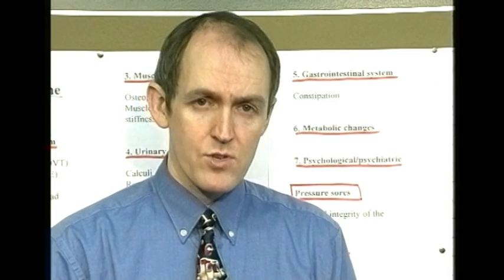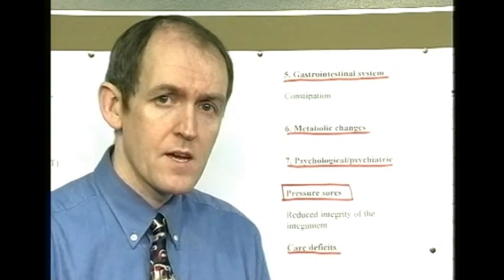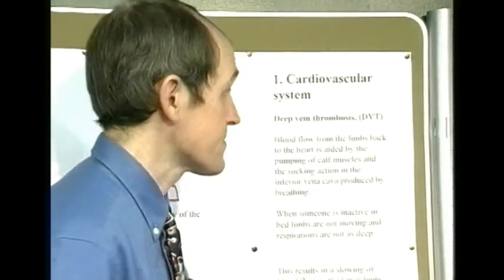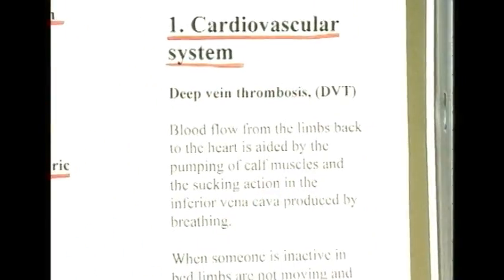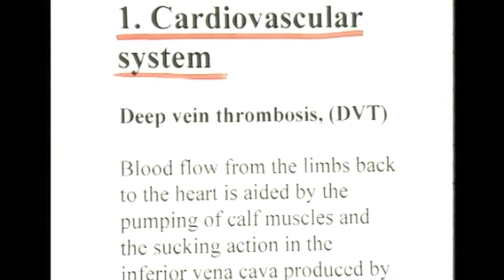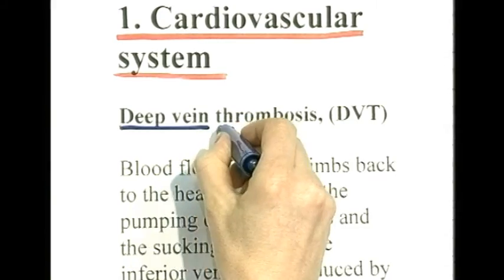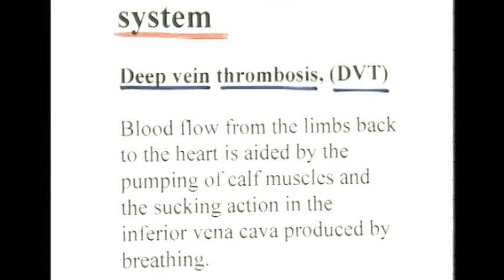Let's carry on now and look at these systems in more detail, and we'll start off with the effects of immobility on the cardiovascular system. So effects of immobility, now looking especially at the cardiovascular system. System 1, cardiovascular. And the first problem we're going to consider is the possibility of a deep venous thrombosis. Deep vein thrombosis. Usually abbreviated, of course, to DVT.